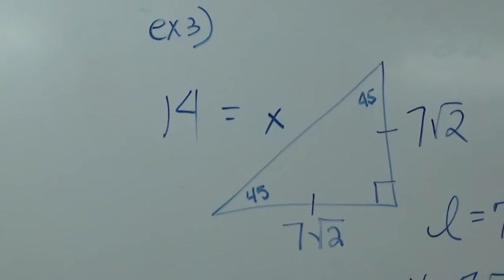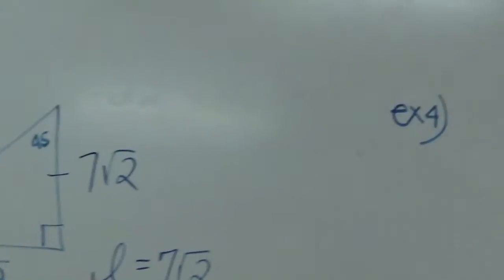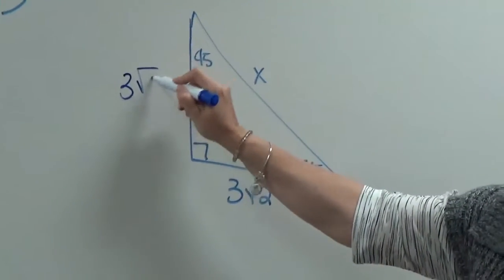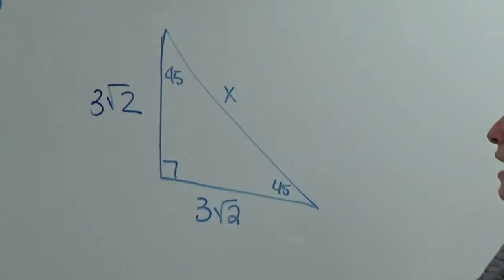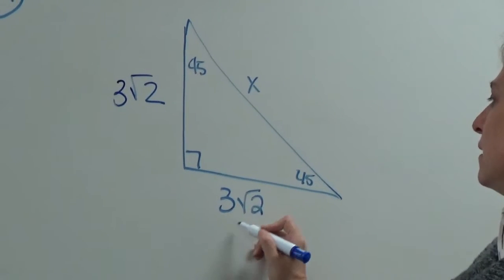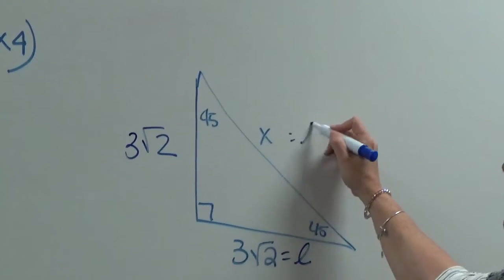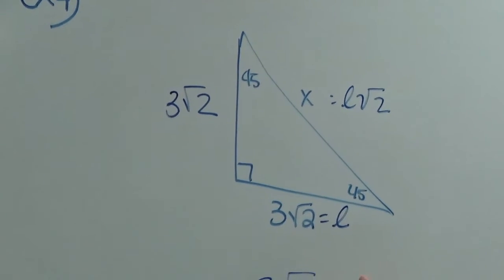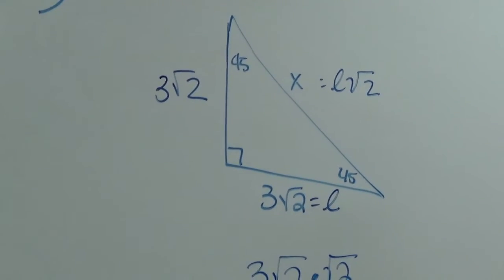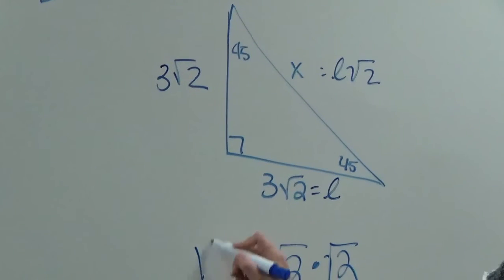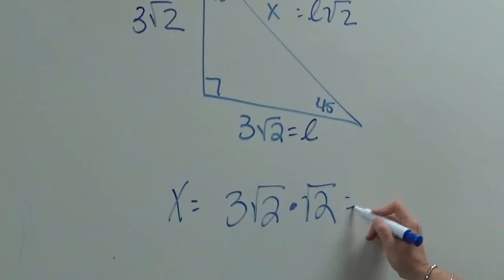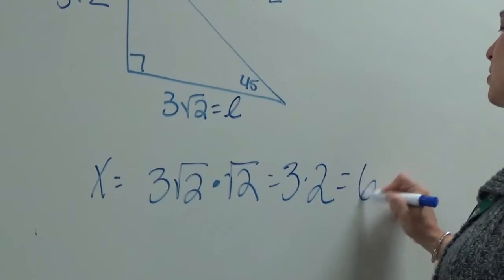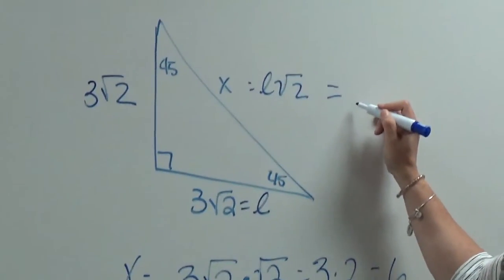So you're going to be having to figure out these things. So over here we have the 3 square roots of 2. It's a 45, 45, 90. I know that these two are equal. And I have to figure out x. Well, x is going to be, this is L, and this is going to be L radical 2. So if L is 3 square roots of 2, and then I have to multiply that by the square root of 2 to get my x, then I do 3 square roots of 2 times the square root of 2, which is 3 times 2, which is 6. So the answer is 6.